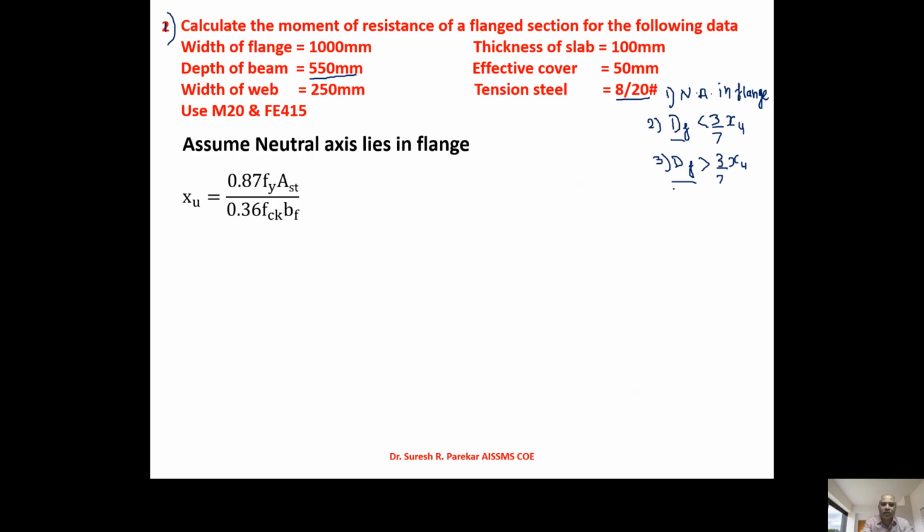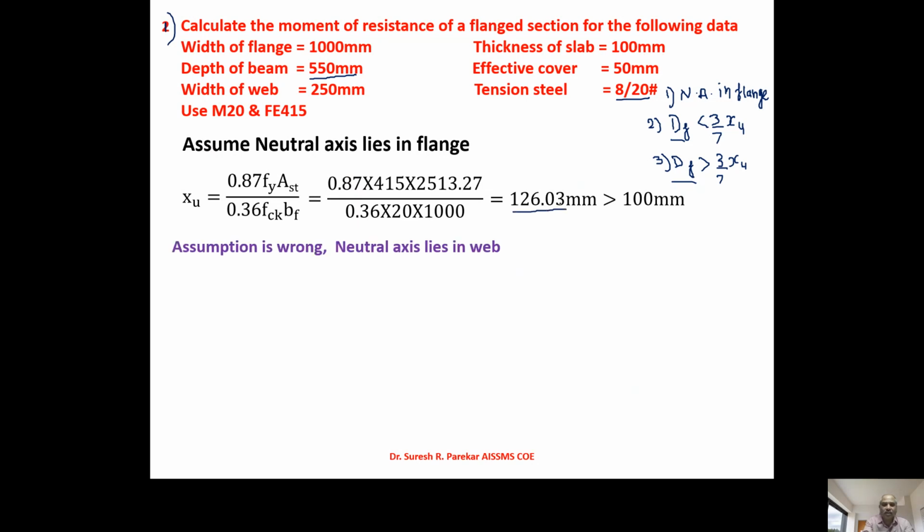Assume neutral axis in flange. So we have the same xu equals 0.87 fy Ast divided by 0.36 fck b. Now we have 8 bars, so Ast is 2513.27, 0.36 into 20 into 1000. Now we have 126.03 millimeter, which is greater than 100. So our assumption is wrong. Neutral axis lies in web.